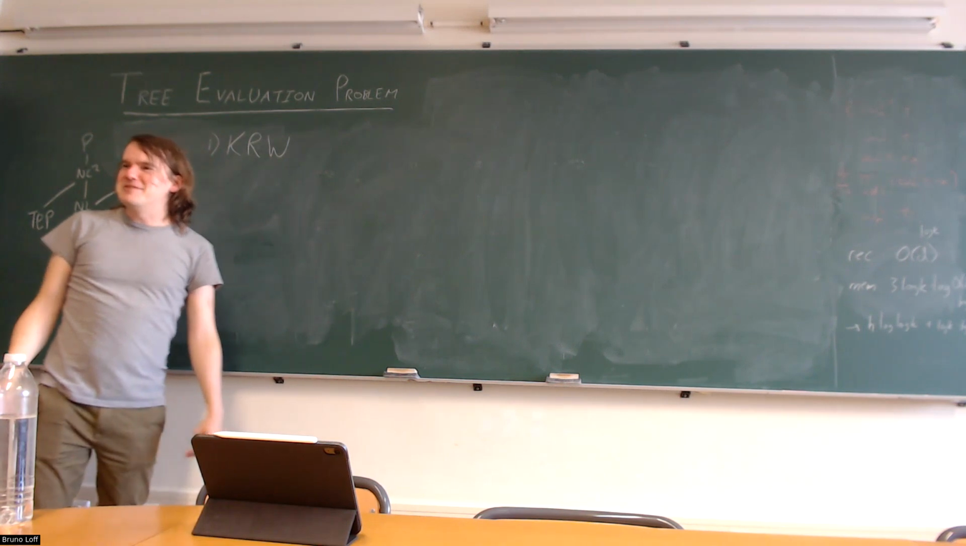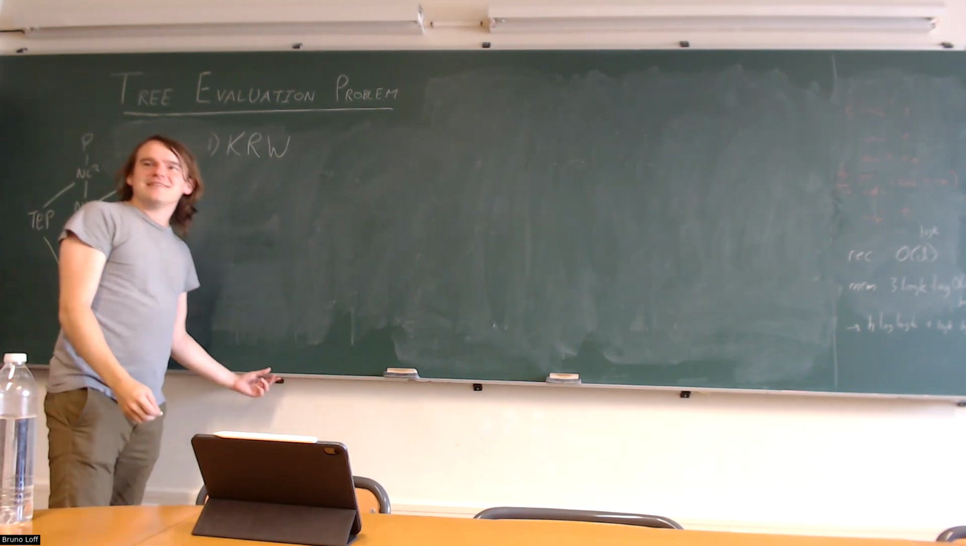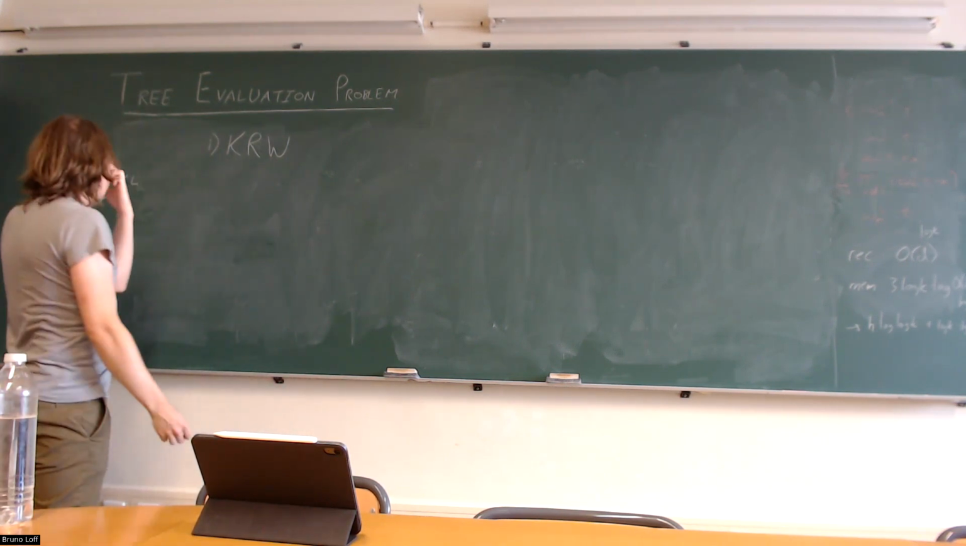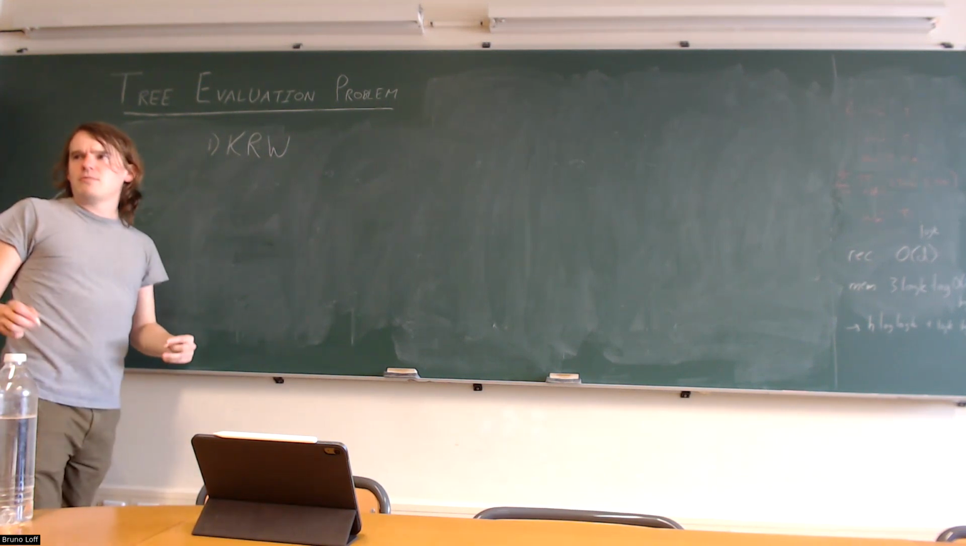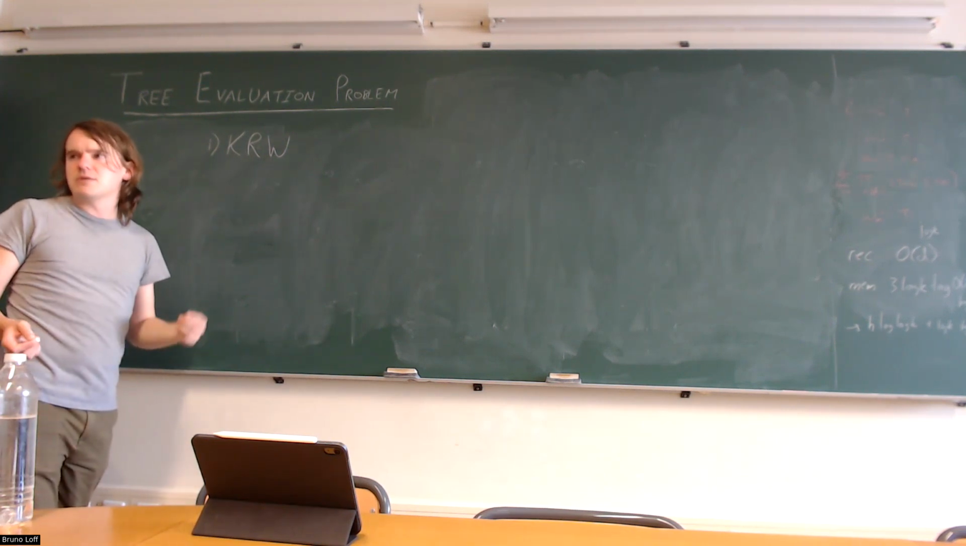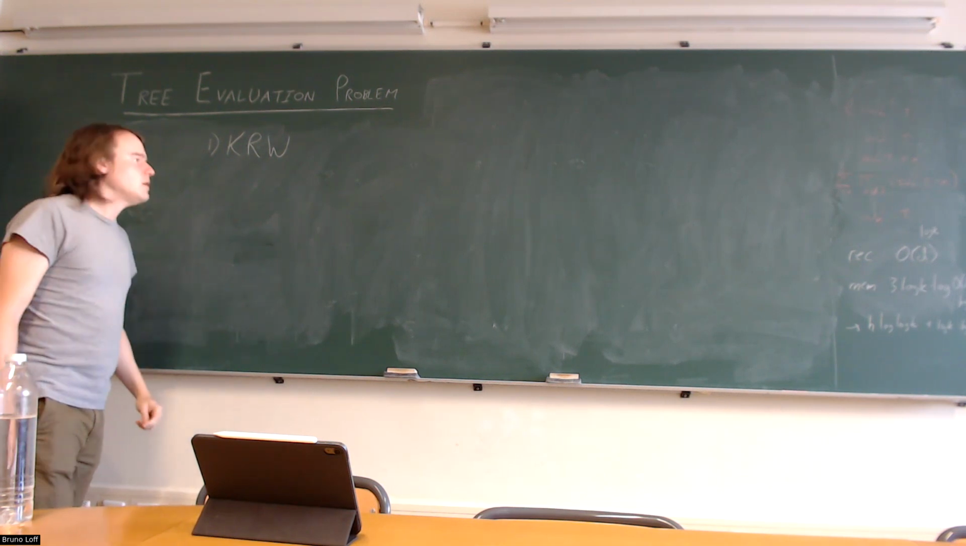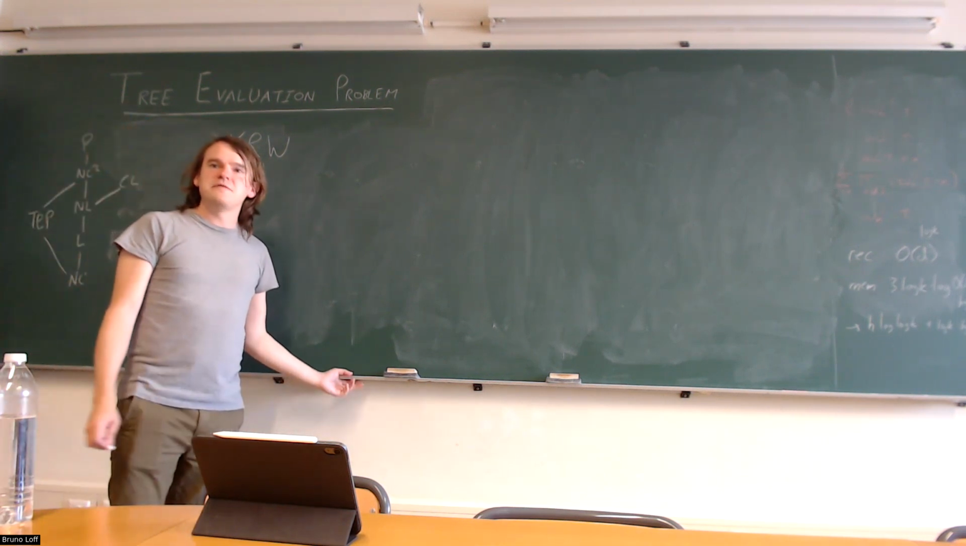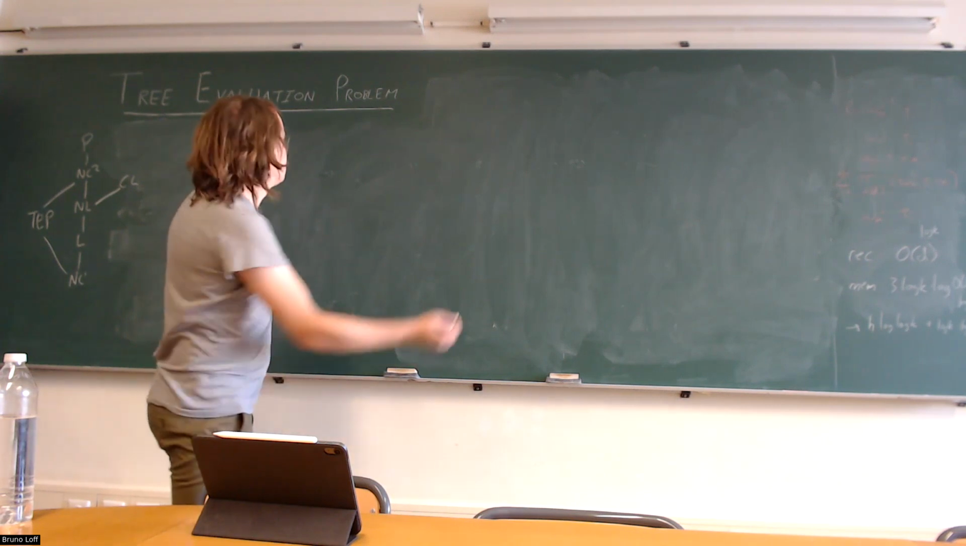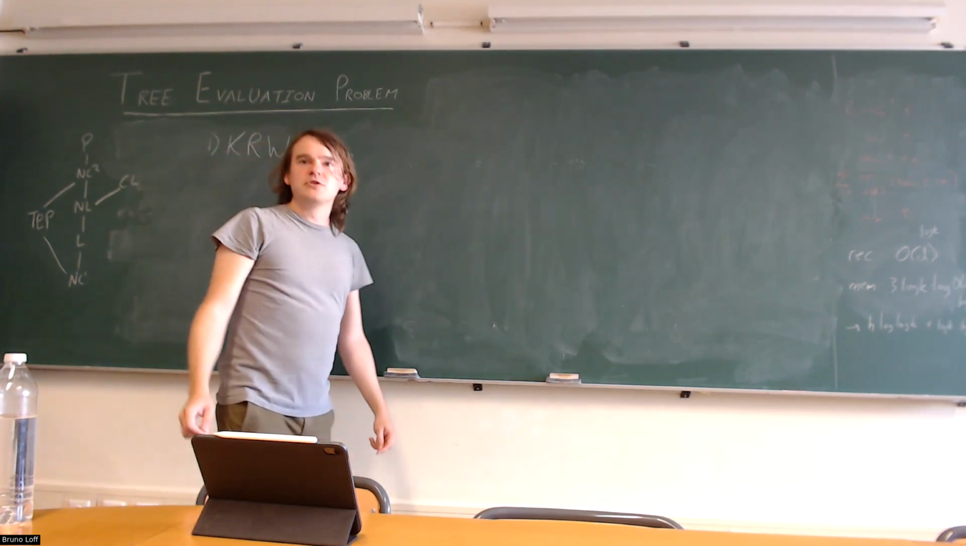Hey, remember the KRW conjecture from like 3 hours ago? The KRW conjecture stated that this other version of the problem, where you have unbounded fan-in and k is equal to 2, is an NC2. Do our algorithms apply to the unbounded fan-in case? Well, what is the polynomial degree now?